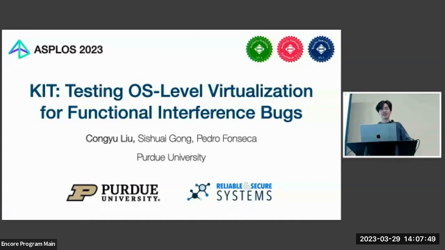Hi everyone. Today I'll be presenting our work, Kit, a system that is very effective at finding functional interference bugs in OS-level virtualization, such as Linux namespaces. This is a work done by me, my colleague Sishuai Gong, and my advisor, Pedro Fonseca.